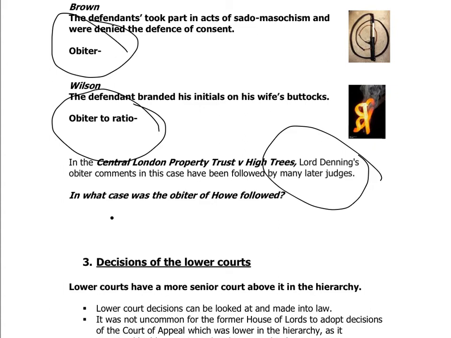So again, in the case of Gotts, they had two options. They either follow Howe's obiter or they don't. So in the case of Gotts, they decided yes, they thought Howe's obiter was right. So they turned that obiter into a ratio, so turned from a persuasive into a binding, and said that you should not get the defence of duress for attempted murder.